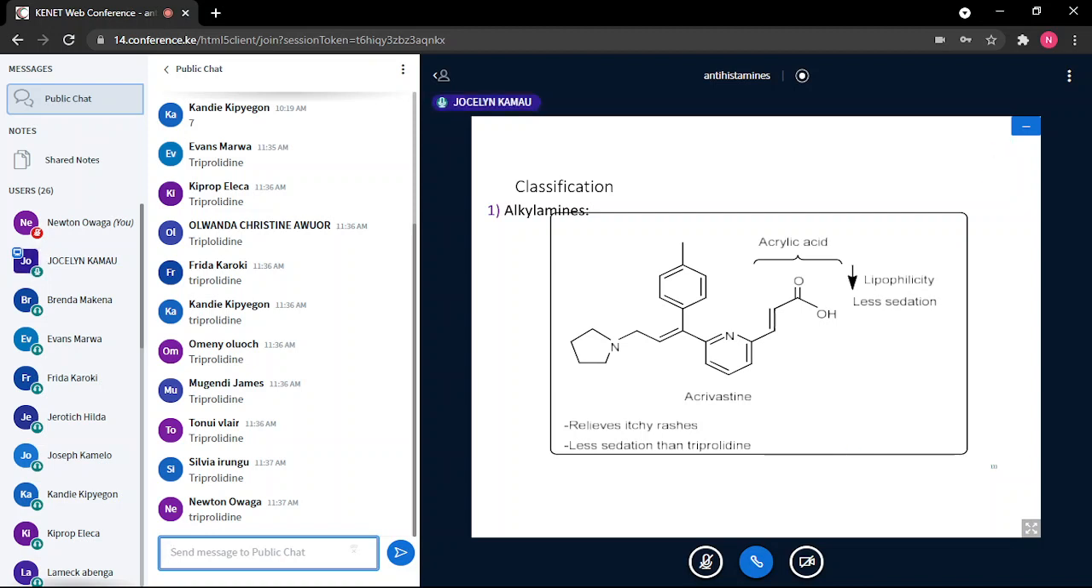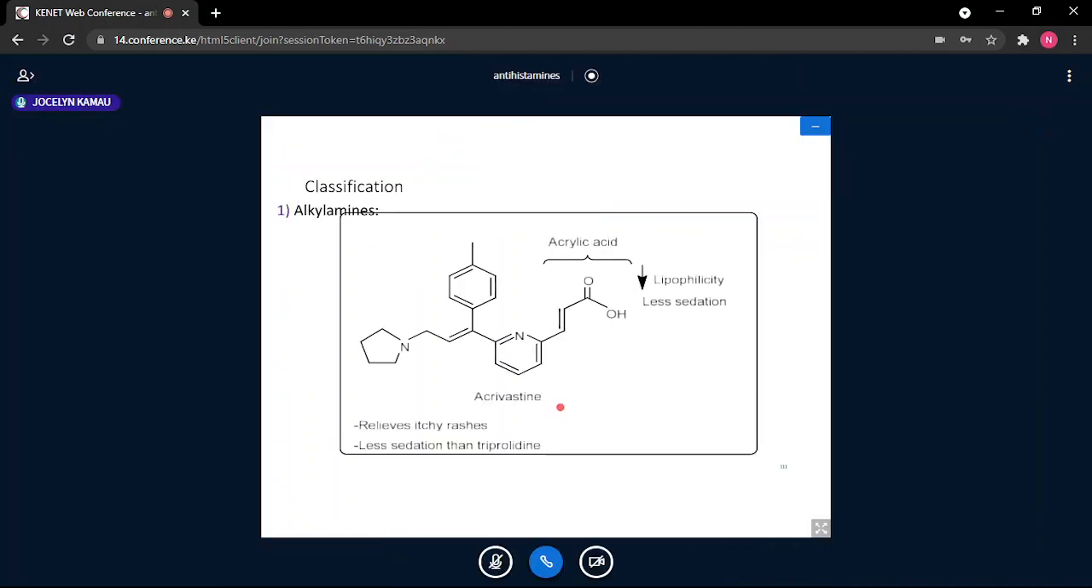So we are still agreeing that we are not having any new classes. Once you understand the first classes, then the same classes are maintained. The only difference, of course, is there will be some structural differences to allow for the lesser penetration of the BBB, as we have said.